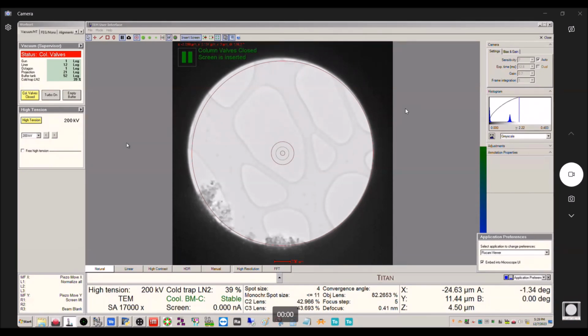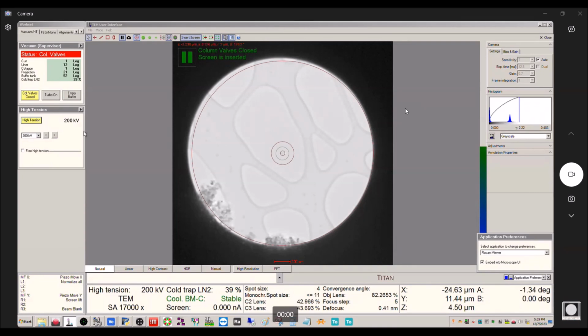So that's what you use a monochromator for, to reduce that spread down from, say, 1 electron volt to maybe 0.1 electron volts. Basically a factor of 10, and that's a pretty substantial difference. That will definitely help you see more detail in, say, an energy loss spectrum, for instance.